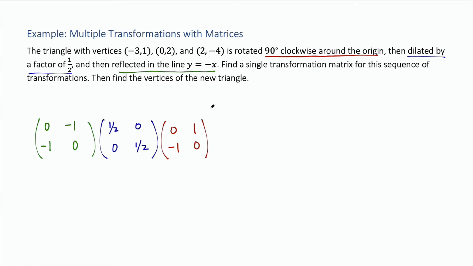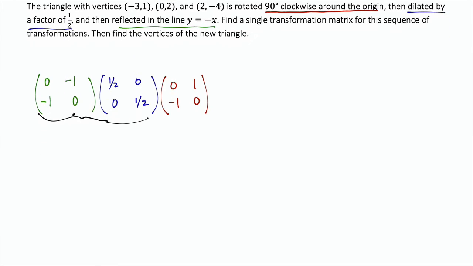It doesn't matter what order we do this, just as long as we group the first two and multiply those, and then multiply whatever we get by this. Or we could do these two first and then have that on the left. It doesn't really matter. So I'm going to go ahead and just do these first two here.